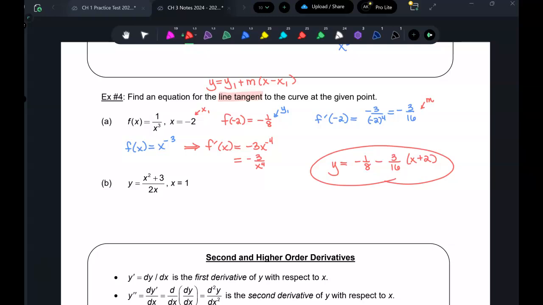Again, please don't bother putting this in slope-intercept form unless you really want to. In fact, this one isn't too bad because you would end up with a common denominator, and then it would cancel, but you would have a negative 3/16 plus 8 minus 1/8. You don't need to do that though. Good?